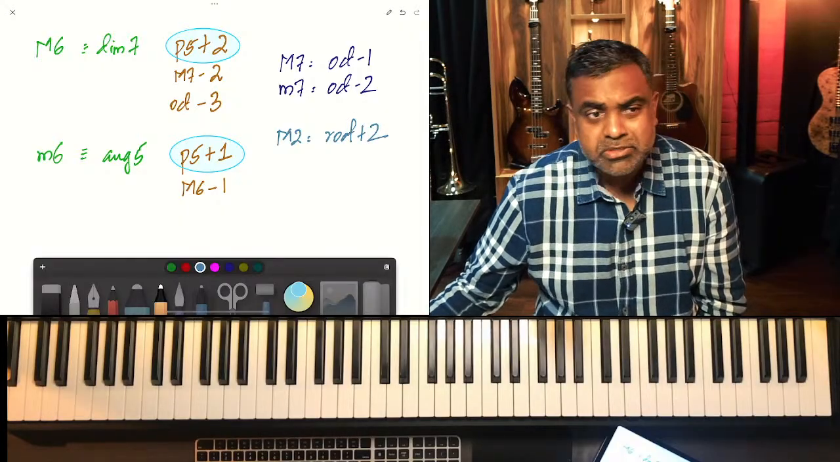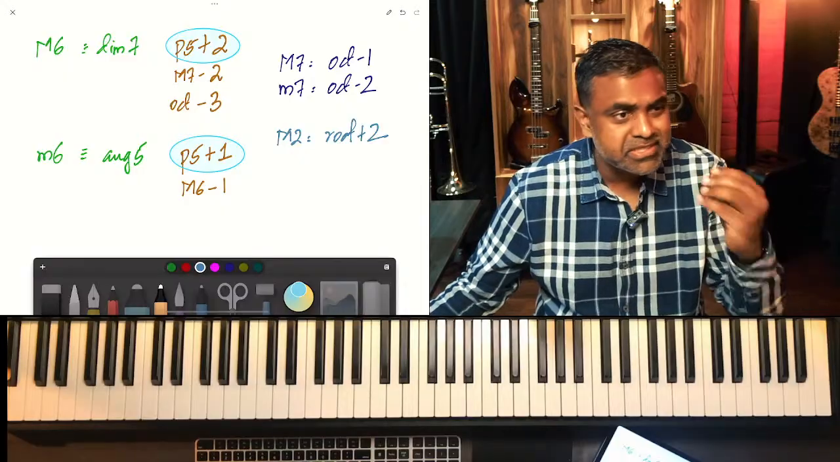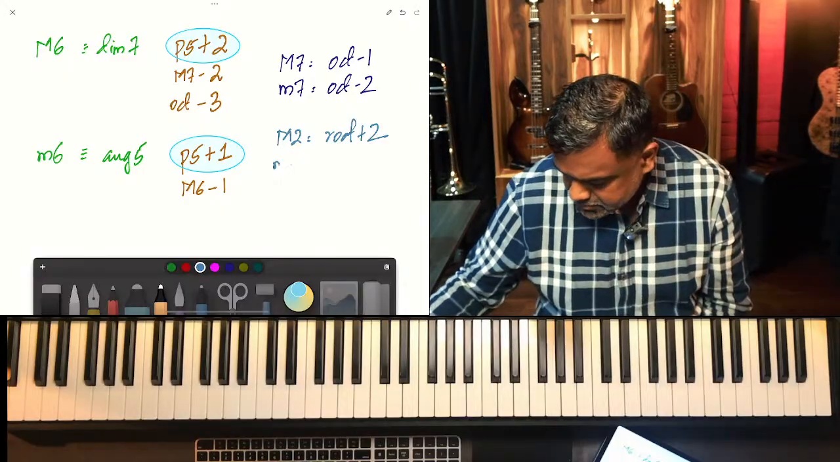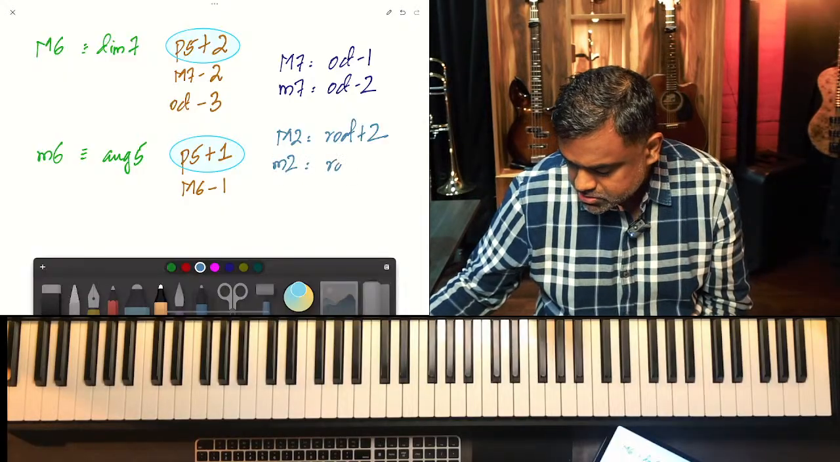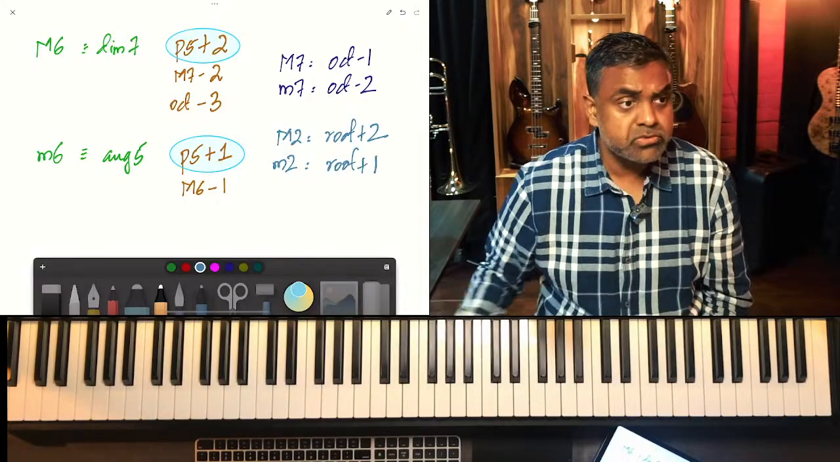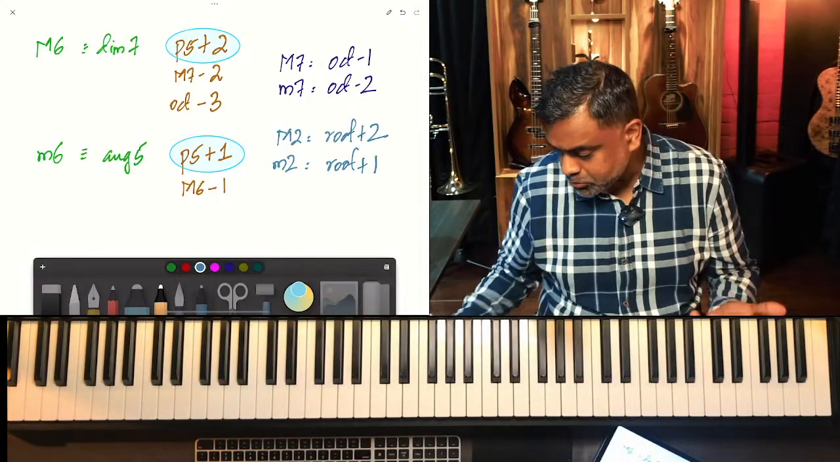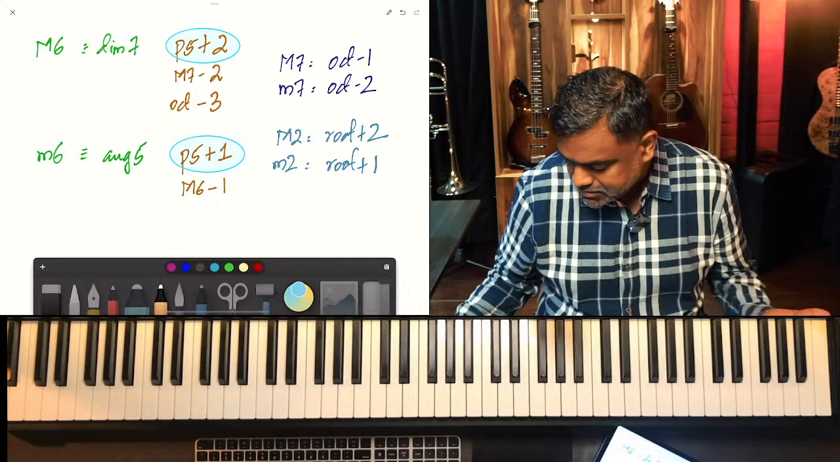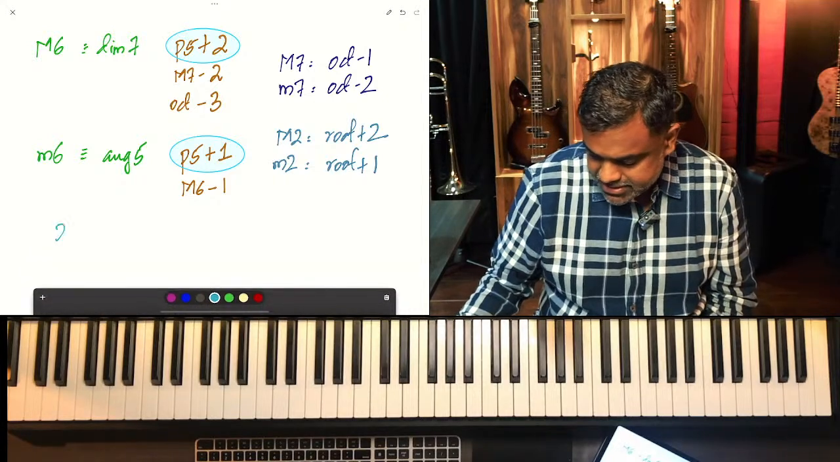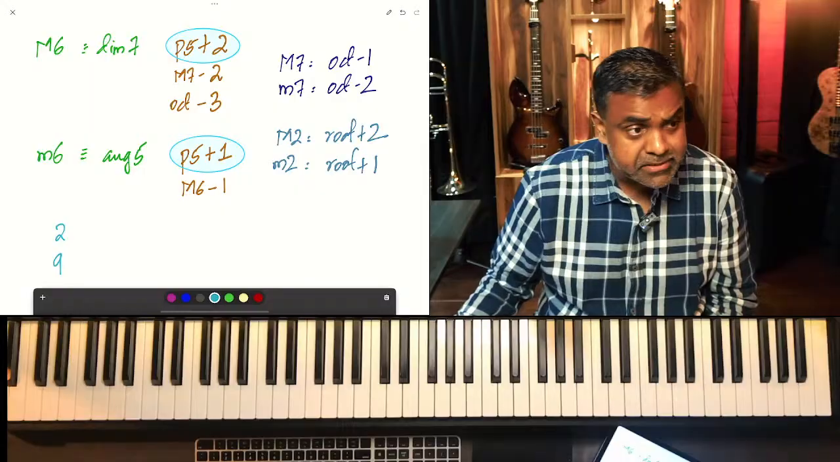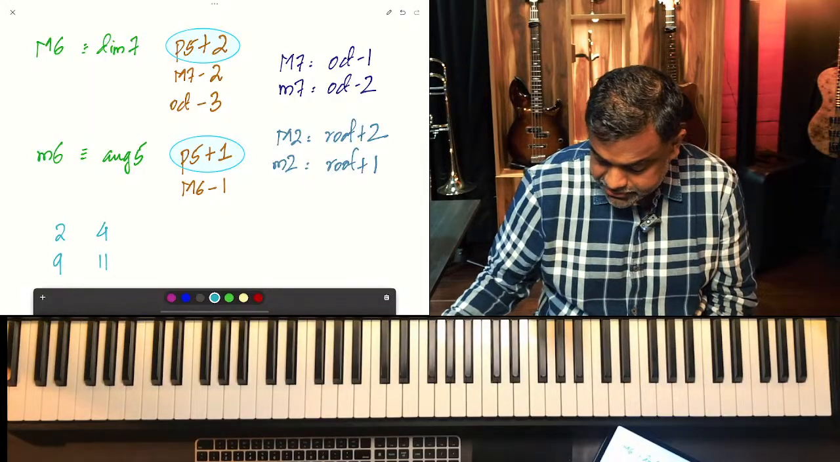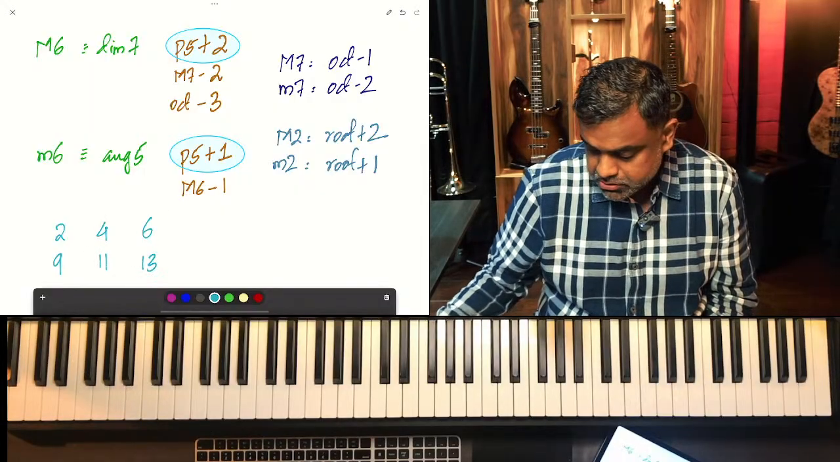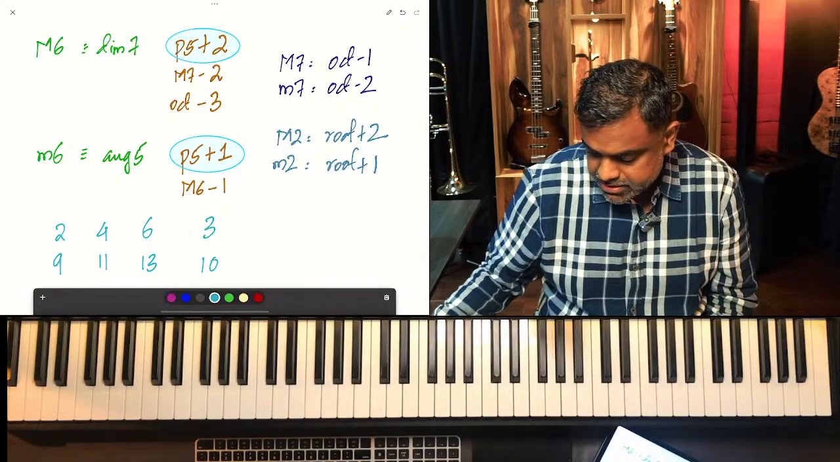And root plus 2 is pretty much the same as the octave note. This is easy to remember. Minor second is also known as root plus 1. And just to give you a bonus add-on to all of this, the second is equal to ninth, the 4 is equal to 11, and the 6 is equal to 13, and the third is equal to 10.